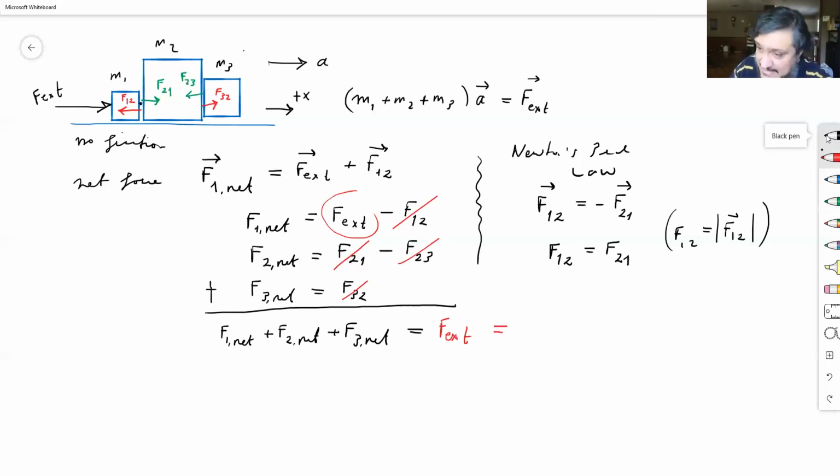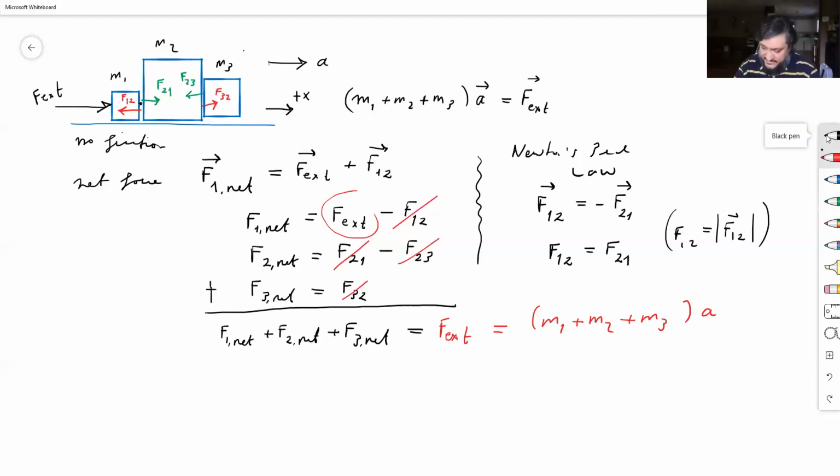So the sum of the net forces on each object will be equal to the sum of the masses, m1 plus m2 plus m3, times the acceleration they share, which is a. All objects move with the same acceleration. I observe it. I look at the system of three objects. They accelerate with the same a value. So that's why I consider it like a system.